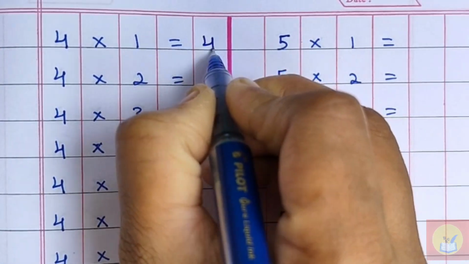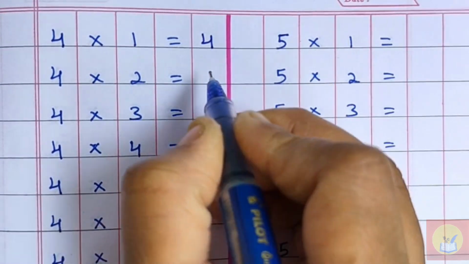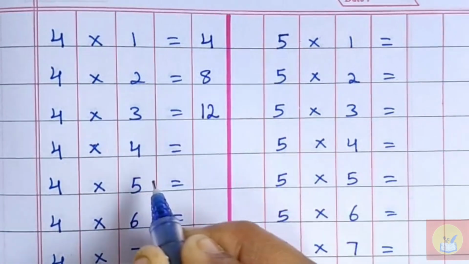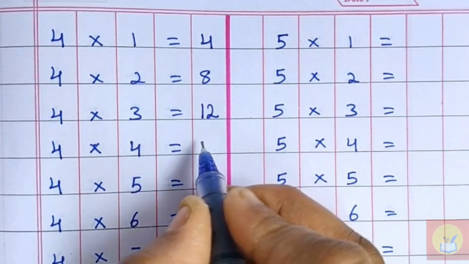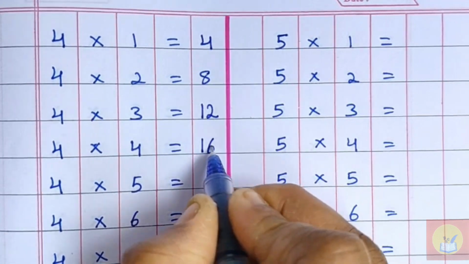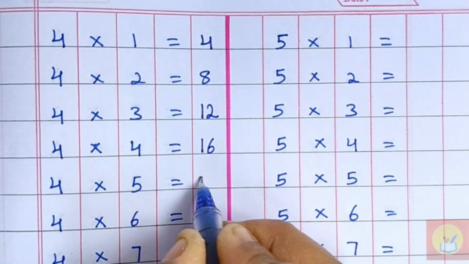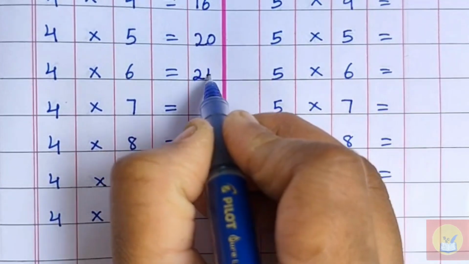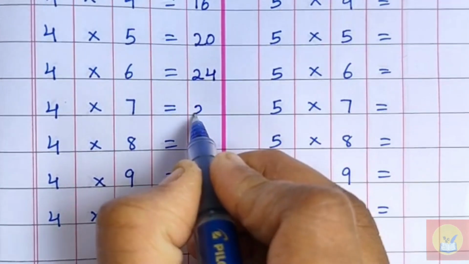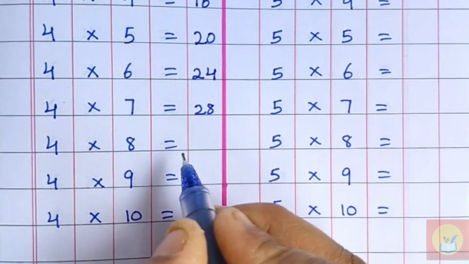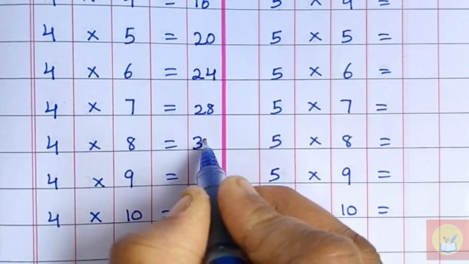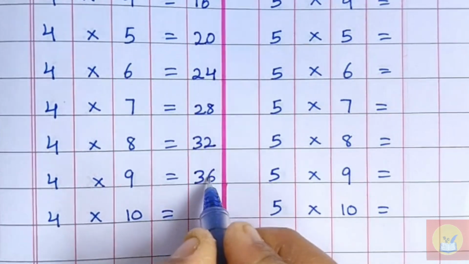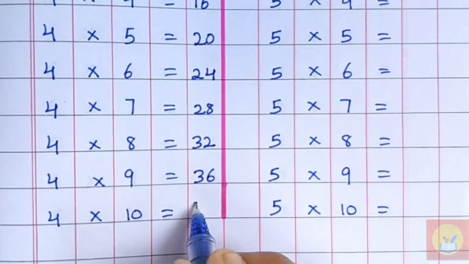4 ones are 4, 4 twos are 8, 4 threes are 12, 4 fours are 16, 4 fives are 20, 4 sixes are 24, 4 sevens are 28, 4 eights are 32, 4 nines are 36, 4 tens are 40.